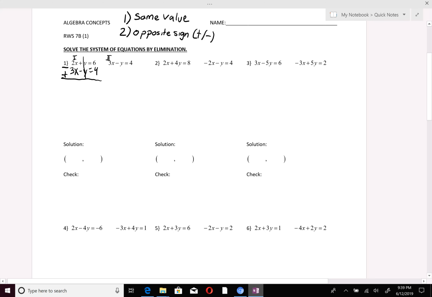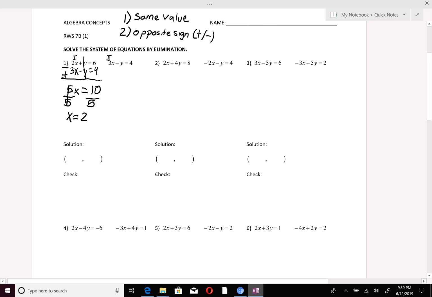And so 2x plus 3x gives us 5x, and then 6 plus 4 is 10. We're not done yet. We have to divide by 5 to get the x alone. And when we do that, we get x equals 2.